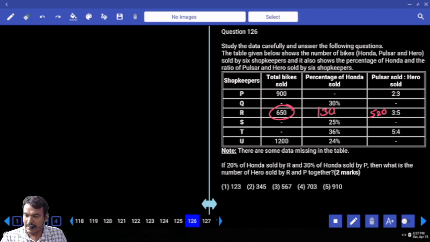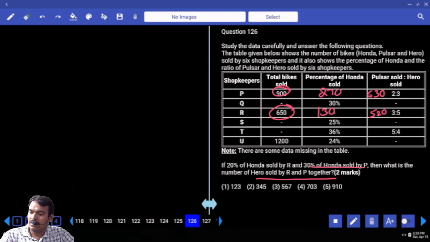520. Next, 30% of Honda sold by P. Shopkeeper P is 900. In that, how much percent? 30%. What is the 30% of 900? 270. What is the remaining? 630. Okay. What is the question here? Hero sold by R and P together.